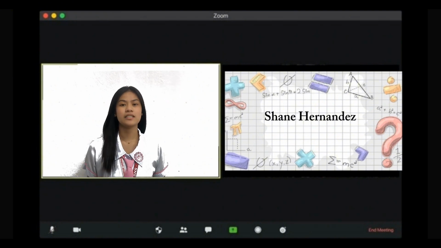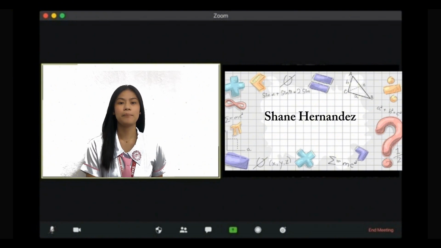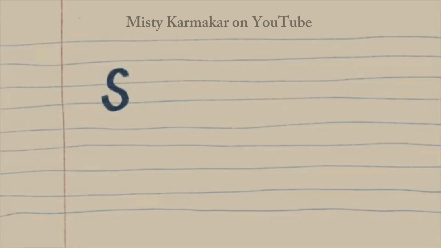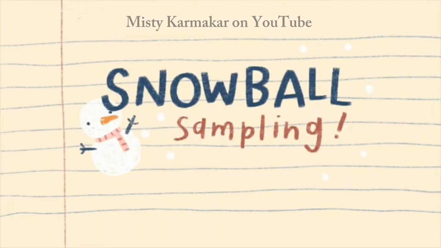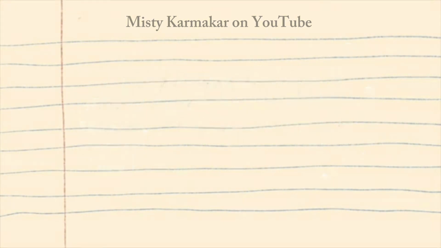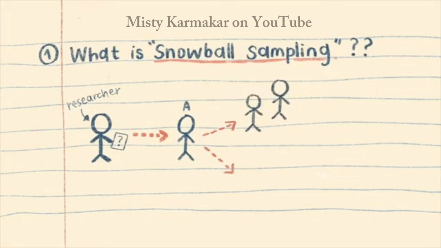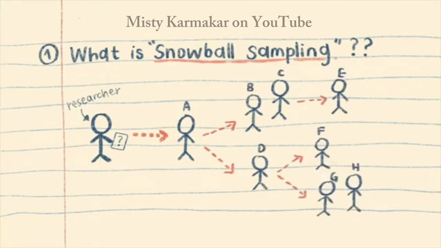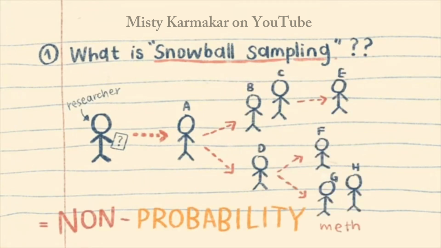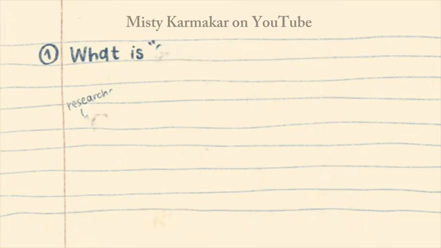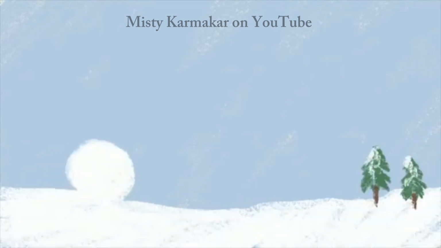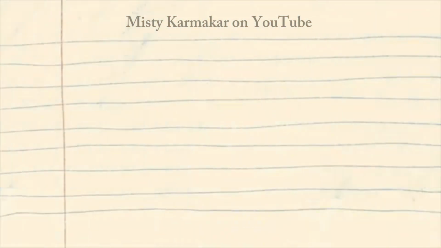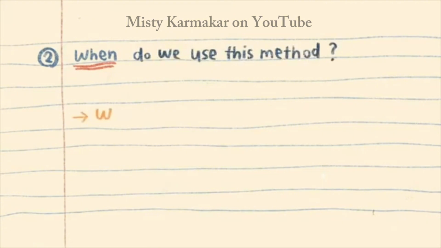The next clip shows how to use an example of snowball sampling. What is snowball sampling? It is a non-probability sampling technique in which the initial subject refers the researcher to all the people who could potentially participate in the study. It is used in studies where the potential participants are hard to find.